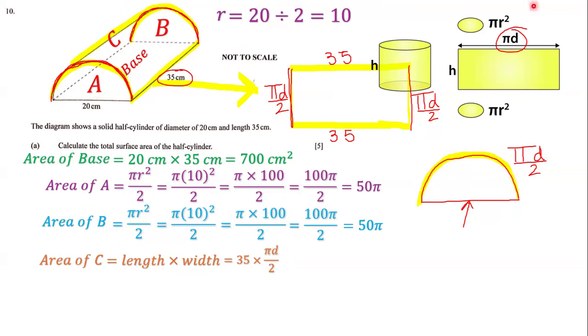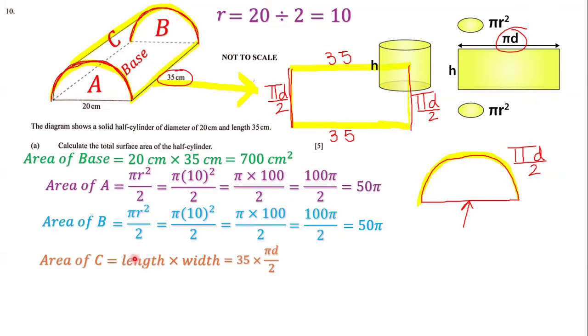Now, if we were looking at the curved portion of the full circle, then we would have pi d. We're just looking at the curved portion of half of the circle, so it's going to be pi d all over 2, because it's half of it. So this particular length right here is pi d over 2. And the same thing with this one. This is pi d over 2.